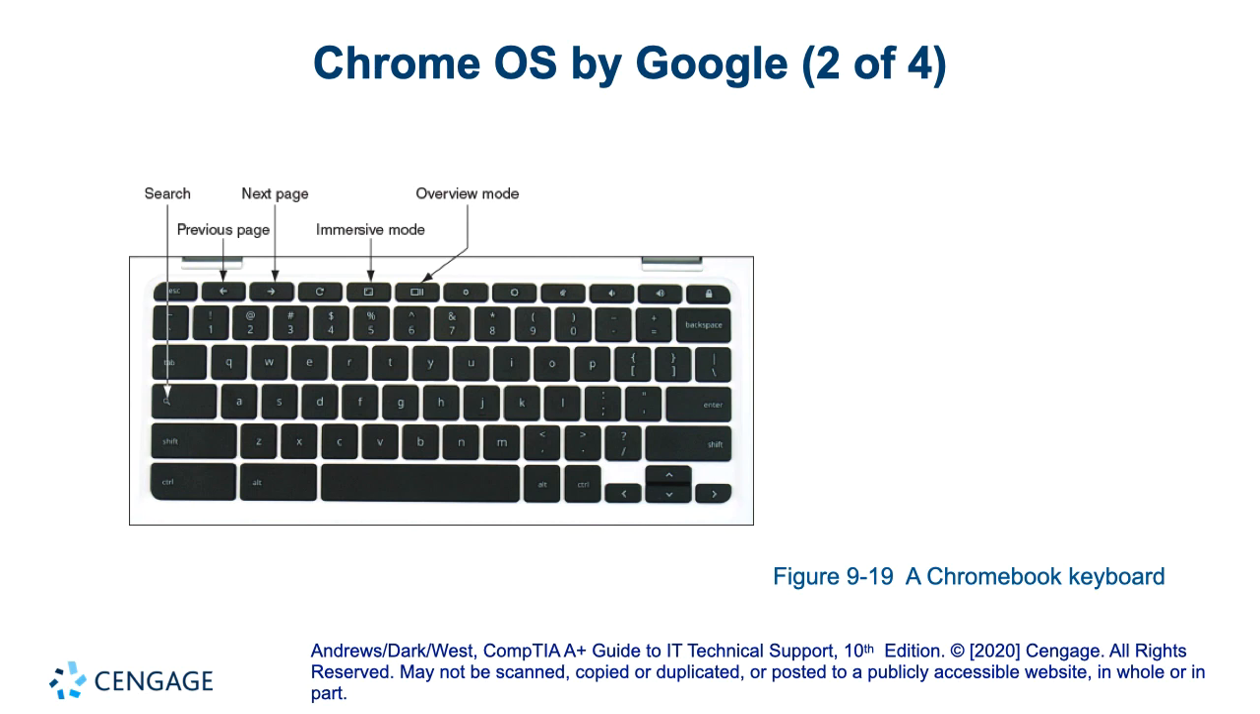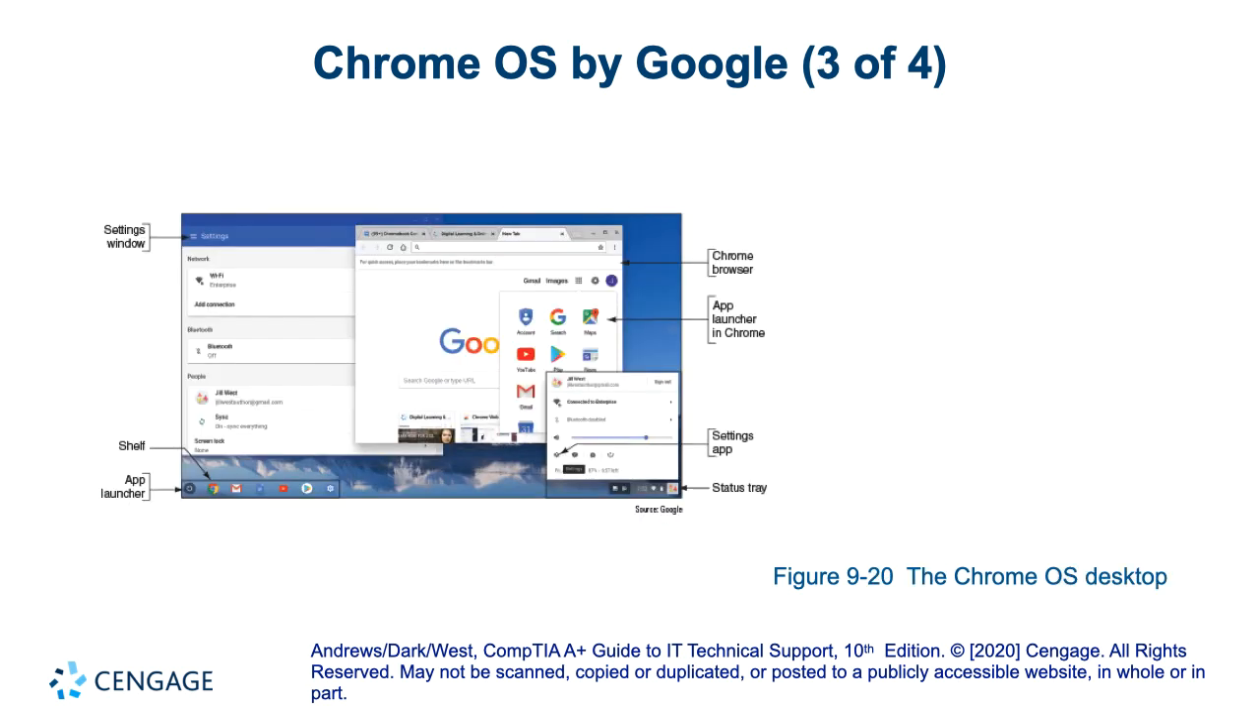Here's an example of the Chrome keyboard with certain special buttons like the next page, previous page, overview mode, and search. And this is just a Chrome OS desktop, just showing the various items that you could find.